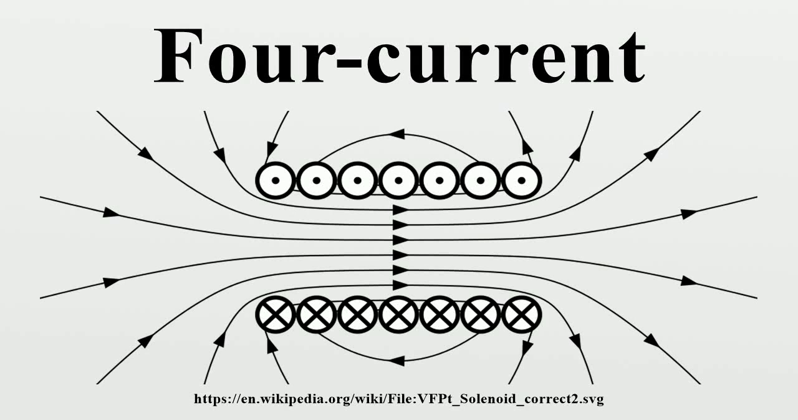In special and general relativity, the four-current is the four-dimensional analog of the electric current density, which is used in the geometric context of four-dimensional spacetime, rather than three-dimensional space and time separately. Mathematically, it is a four-vector, and is Lorentz covariant.